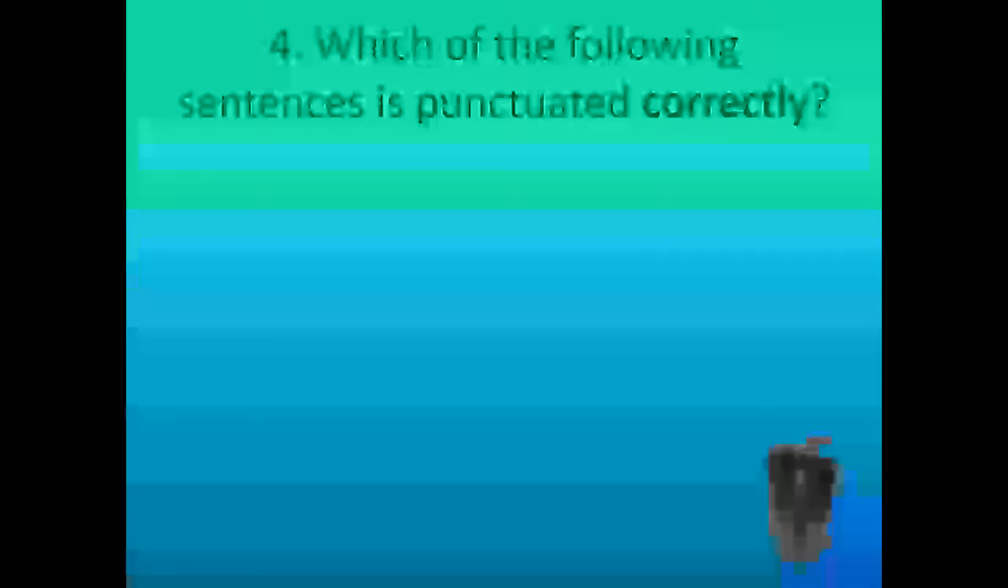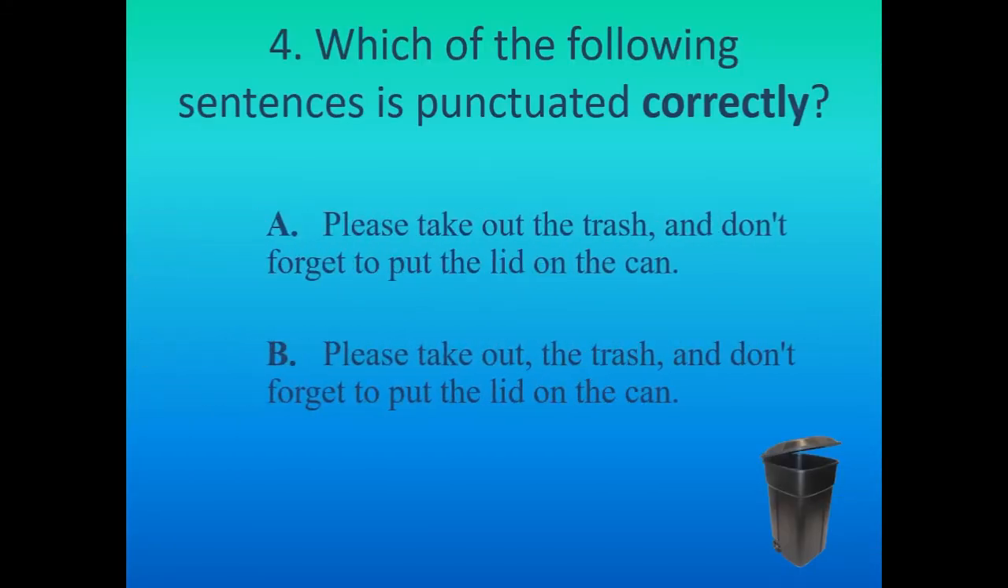And so which of the following sentences is punctuated correctly? Please take out the trash and don't forget to put the lid on the can. Is it A or B? It's A, because A has the commas in the correct place. B is incorrect because it kind of looks like it's listing, but it doesn't make any sense to be listed. So if you look at B, it says, please take out, comma, the trash, comma, and don't forget to put the lid on the can. That's not really much of a list, and it's just kind of commas put in the wrong place. So A is our correct answer.